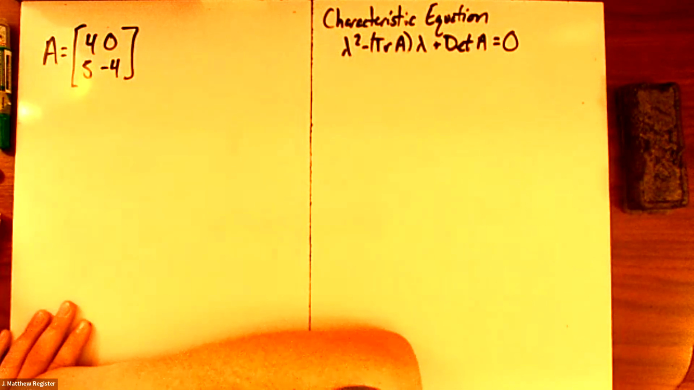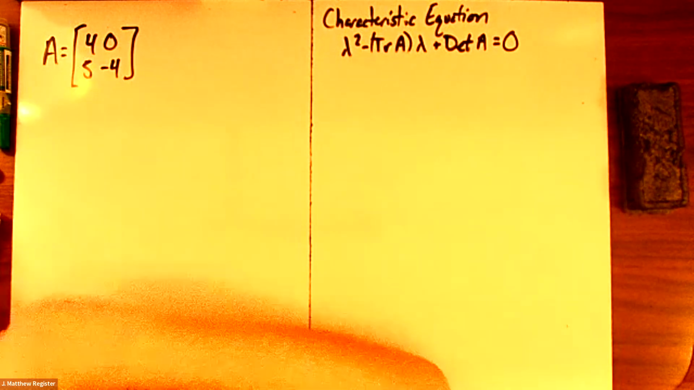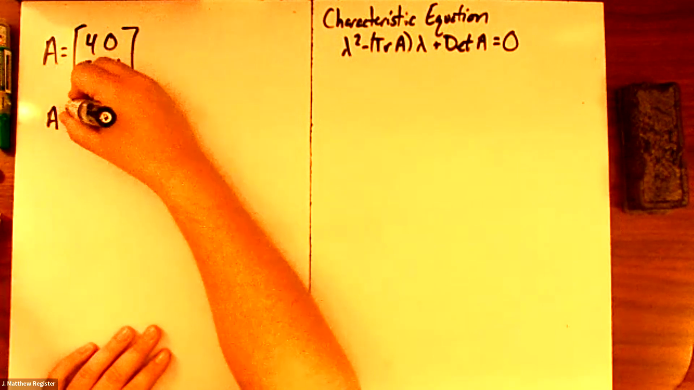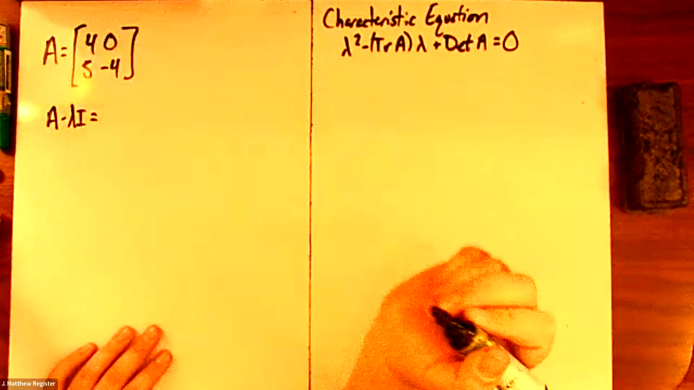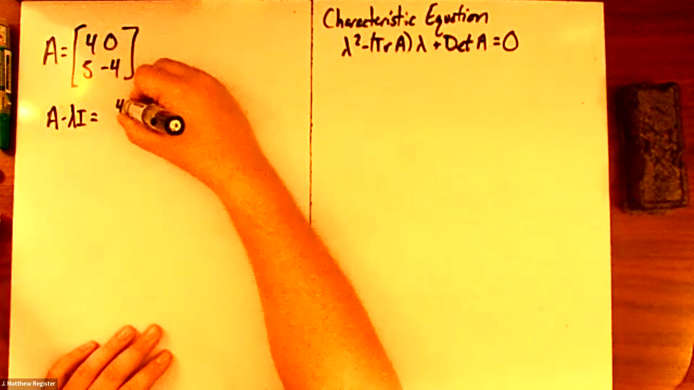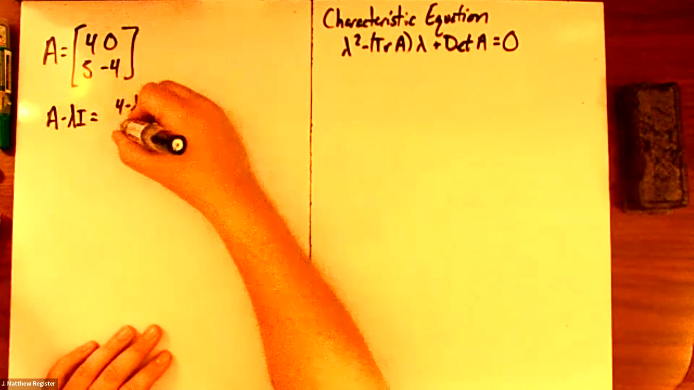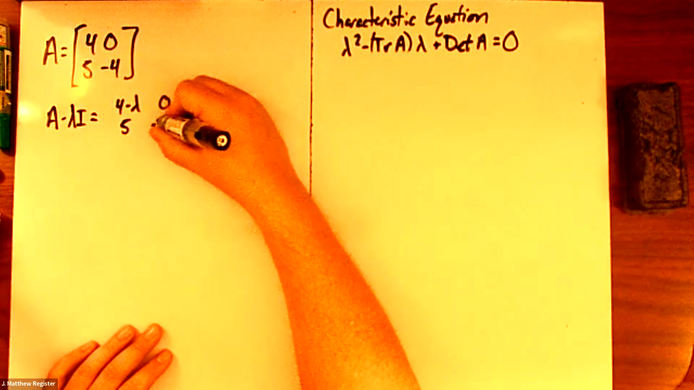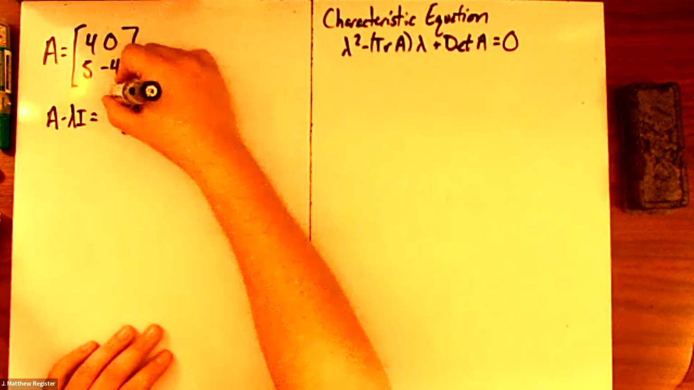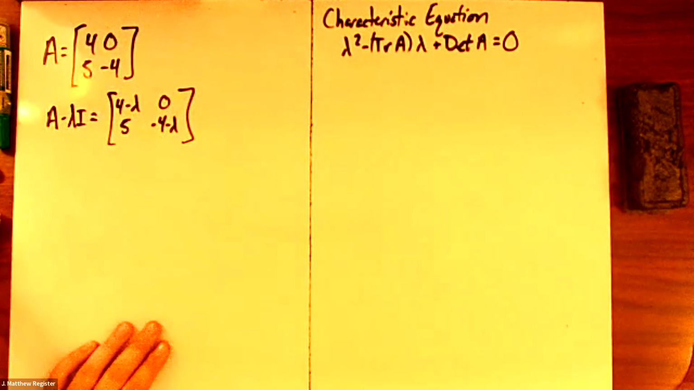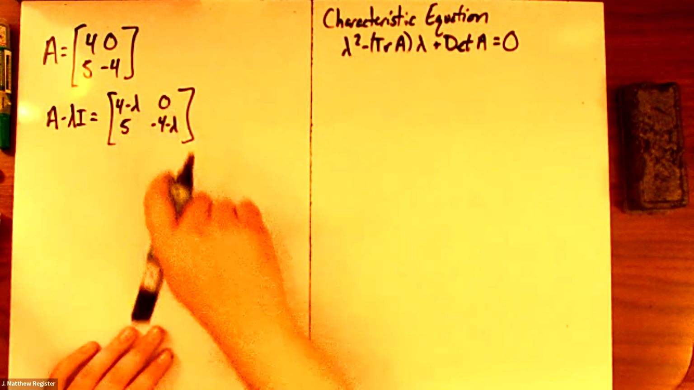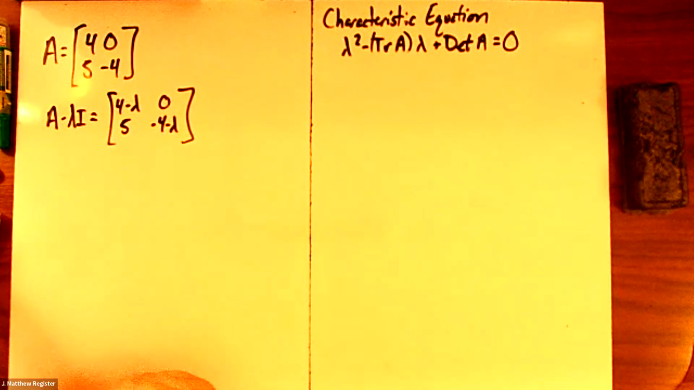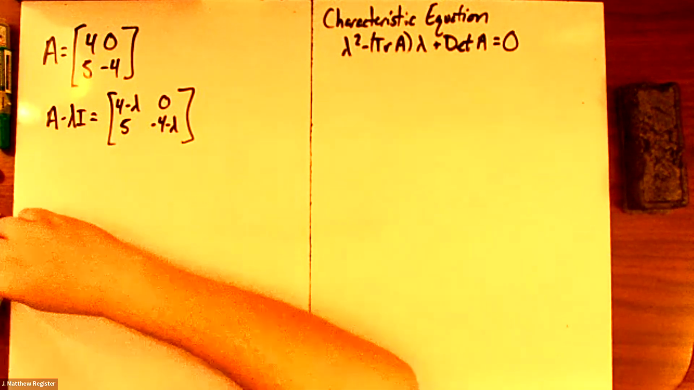And so with this one, same process. And so A minus lambda I is going to be equal to 4 minus lambda, 0, 5, and then -4 minus lambda. My hunch is that the main diagonal values are going to give us our eigenvalues. And so it'll be 4 and -4. But let's verify that real quick.